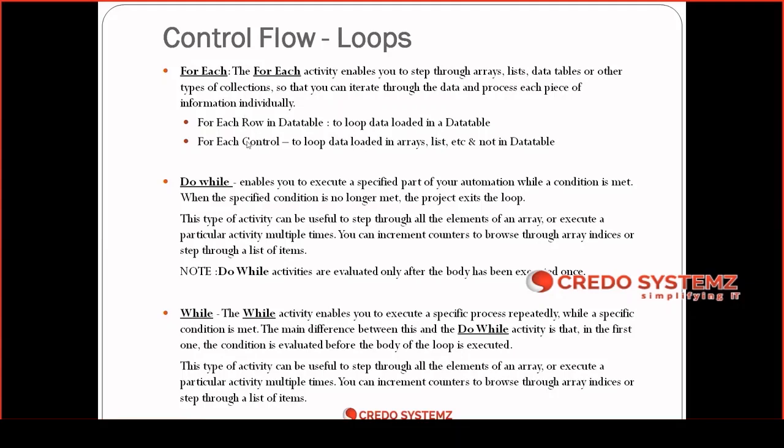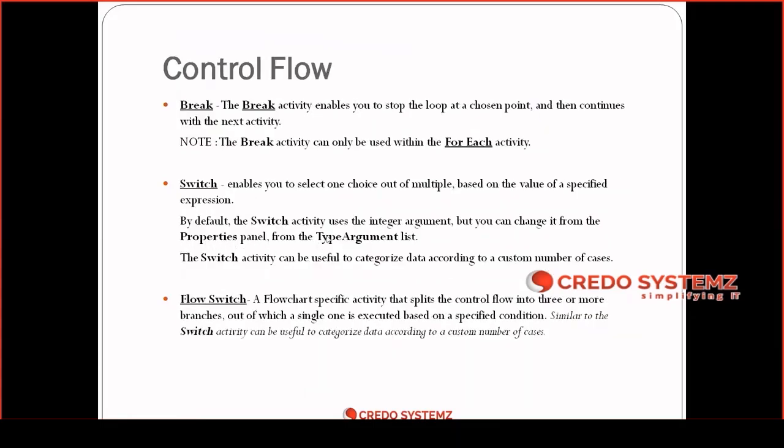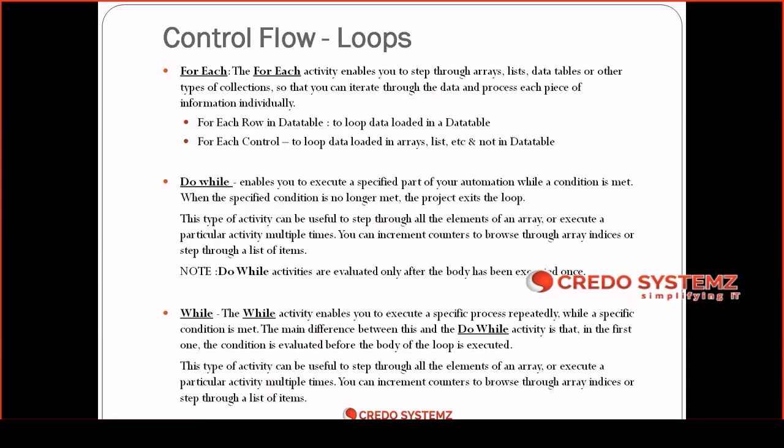Because this is a generic for each control, you need to tell UiPath Studio what kind of data you're going to process in the for each. That is why we have a type argument here. Similarly, the type argument is available in the switch: what type of data, what type of information you're going to pass through the switch, right?